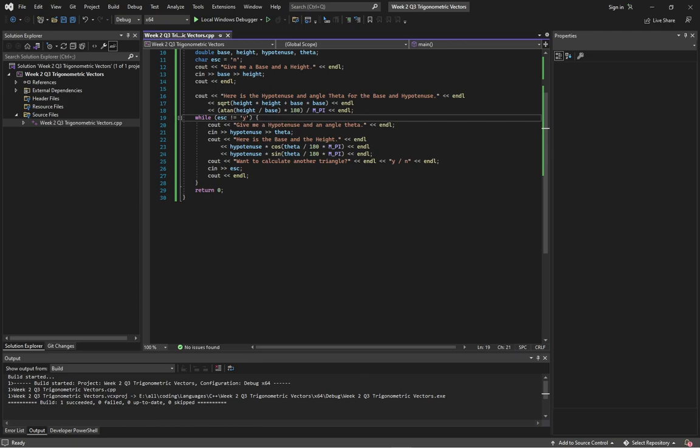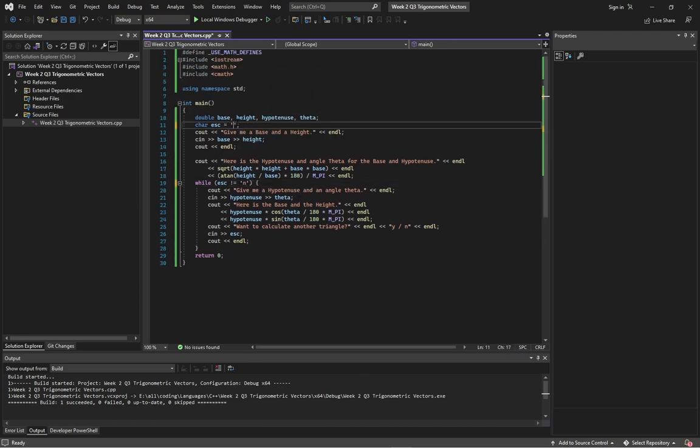I forgot that this should be the opposite. Do you want to calculate another triangle? Yes. Okay. And then we'll do it again. No, we'll escape. So save that.